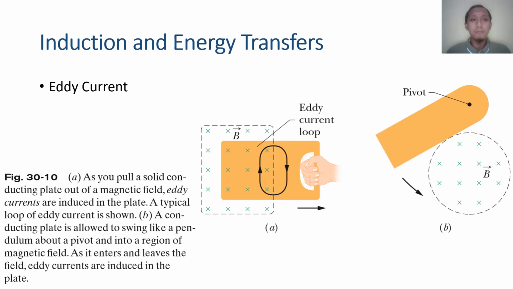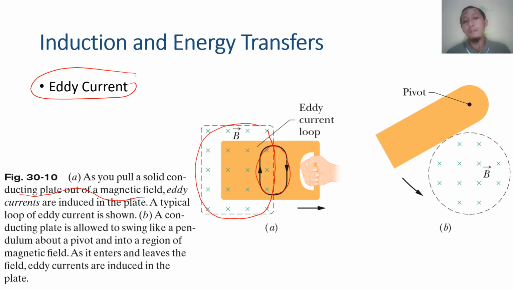Okay, and then we will discuss the eddy current. What is the eddy current? If we pull a solid conducting plate out of a magnetic field, then at the edge of the magnetic field there is an eddy current loop. The typical loop of eddy current is like this.